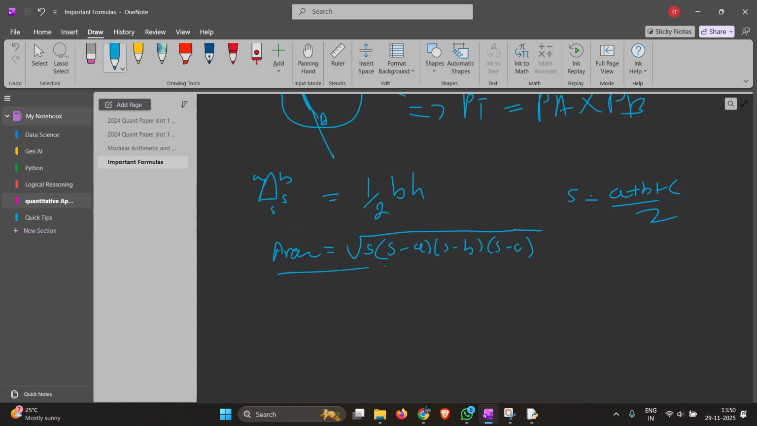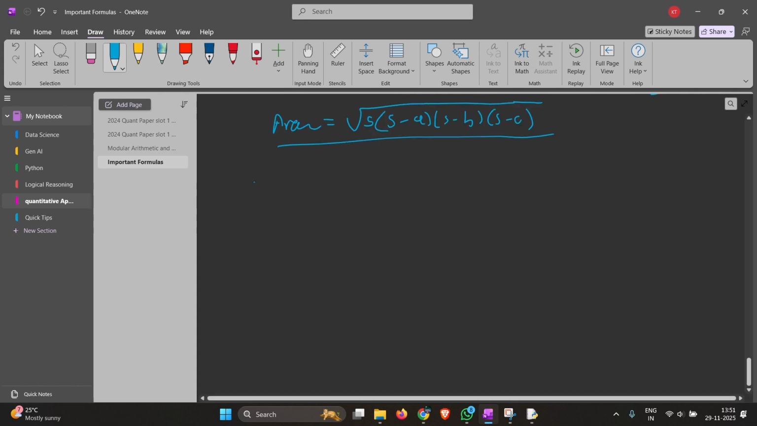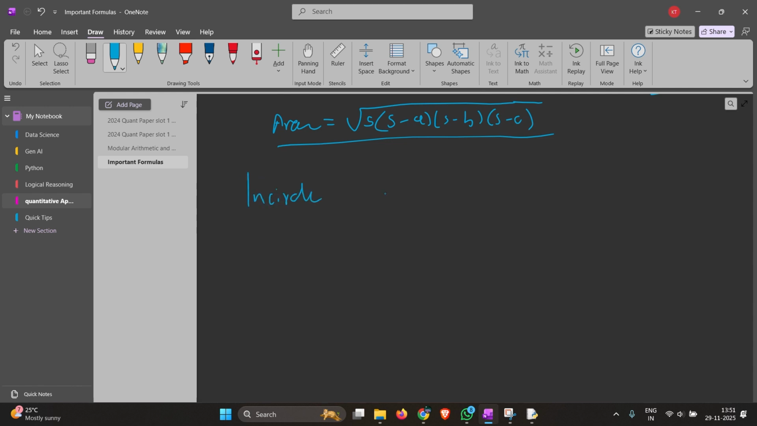So this is also a formula for finding the area of a triangle if you do know the lengths. Since we are talking about triangles, one more important formula regarding triangles is the formula of the radius of the incircle of a triangle. If there is a triangle and this triangle has a circle which touches exactly once each of these sides, this is called the incircle of the triangle, and the radius r for this incircle is just the area of the triangle upon s, the semi-perimeter.